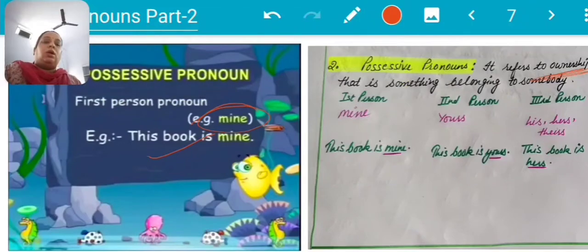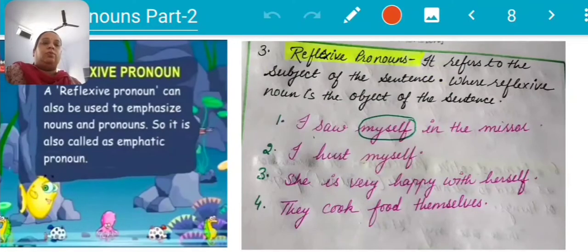This book is yours. Yours is second person possessive pronoun. So, here this book is yours. Yours is what? It is possessive pronoun because this is showing the ownership. So, the words like his, her, your, mine, theirs, these are possessive pronouns. In the third sentence, this book is hers. So, hers, this is third person possessive pronoun.